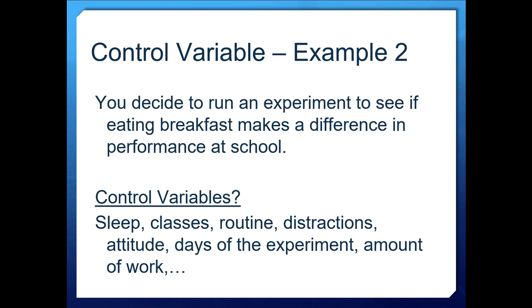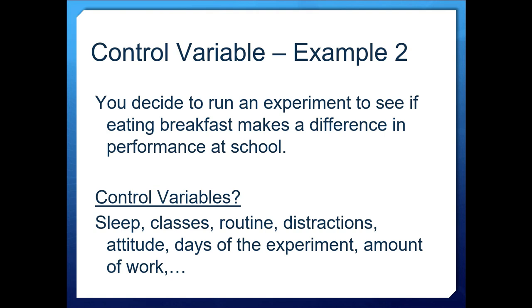And you run the experiment. There's another example of running a different experiment. You see if eating breakfast makes a difference in performance at school. And there's all these different variables like sleep, how many classes, what's the routine, what kind of distractions happen, the attitude, the day of the experiment, amount of work. These things make a difference. Like, do you check Monday or do you check Friday? Do you check the morning class or the afternoon class? Do you make them sleep a certain time? So there's a lot of these different variables.